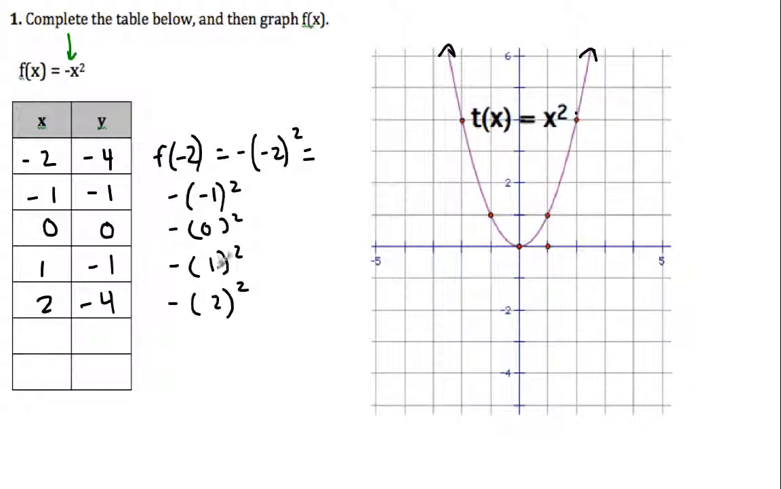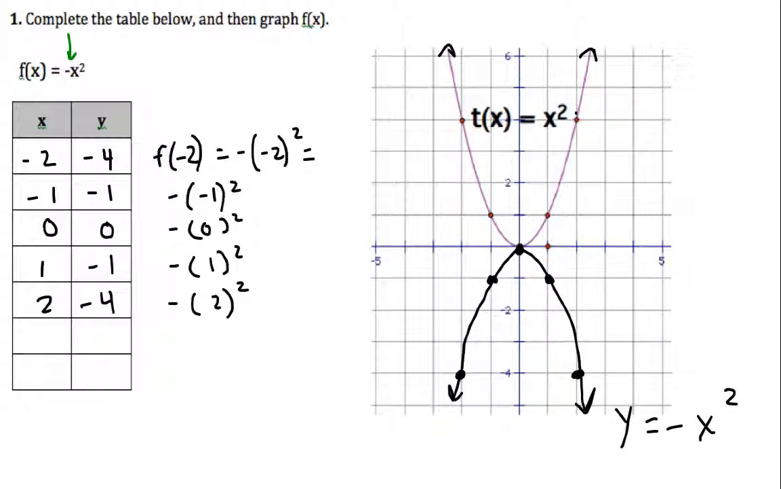Okay, let's go ahead and plot these points and see what happens here. Right, -2, -4. That's going to be right here. Okay, -1, -1 is right here. 0, 0. We have 1, -1. And then we have 2, -4. And so when we fill in our graph here, right, this is the graph of y equals -x squared.